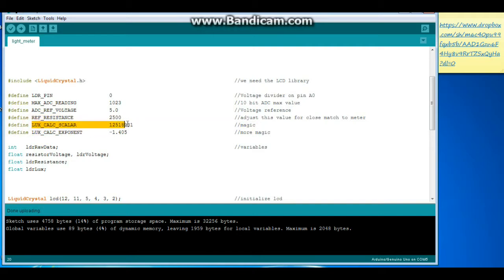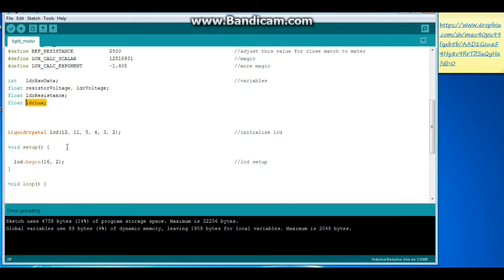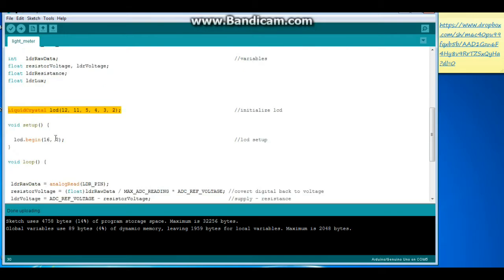Our lux calc scalar is 12518931. That value is, of course, magic. That's one of the David Williams numbers. Our lux calc exponent is -1.405. Then we have our variables, integer LDR raw data, float LDR voltage, LDR resistance, and LDR lux. Next, we initialize the liquid crystal display with the pins. Remember, I showed you that in the first part, which ones to set up. Then we do our LCD setup, telling it is 16 by 2.